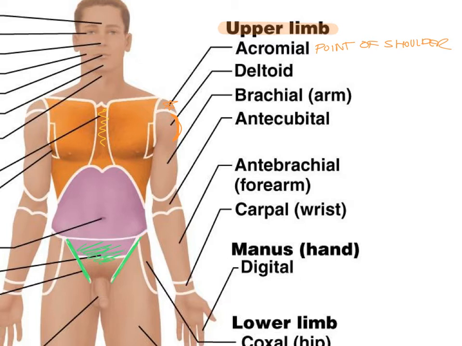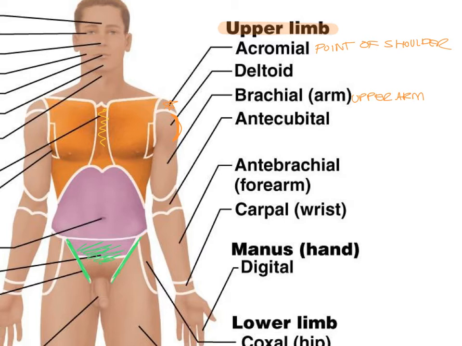Next, you have your brachial, which is your arm, but specifically your brachial is your upper arm. So when we get to the circulatory unit, you'll learn that the brachial artery and the brachial vein are the artery and the vein that run through the upper arm.